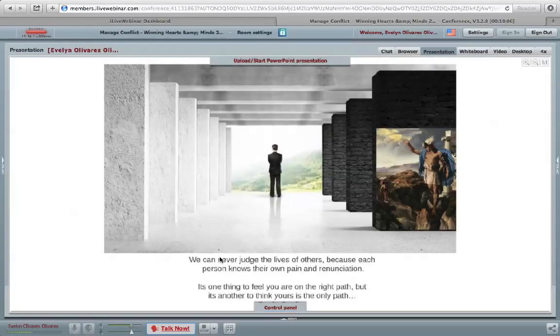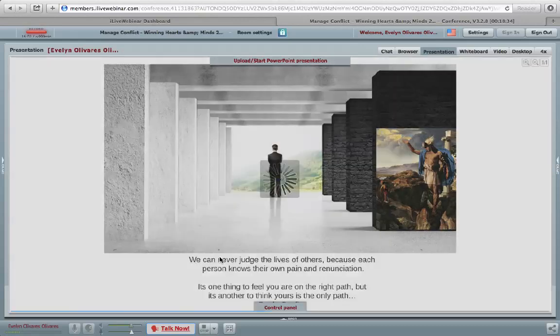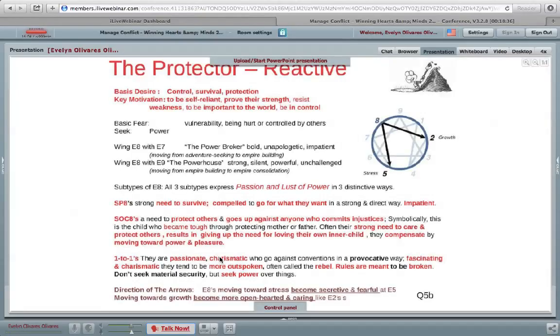So this quote on the screen is for The Perfectionist, and it's a quote by Paulo Coelho. And he says, we can never judge the lives of others because each person knows their own pain and renunciation. It's one thing to feel you're on the right path, but it's quite another to think that your path is the only way. So rethink that, my way or the highway. Really worthwhile rethinking. Let's look now then at the protector, and this is question 5b.